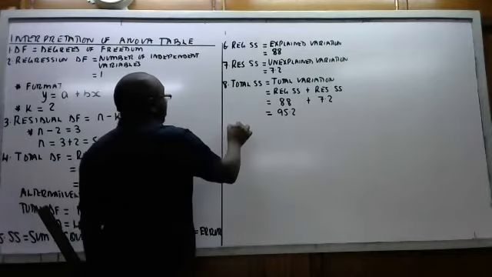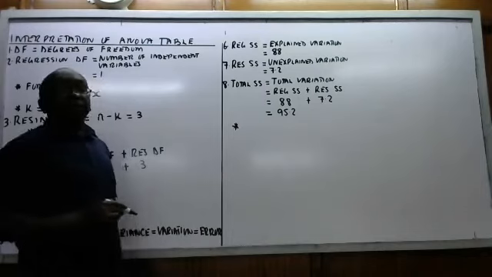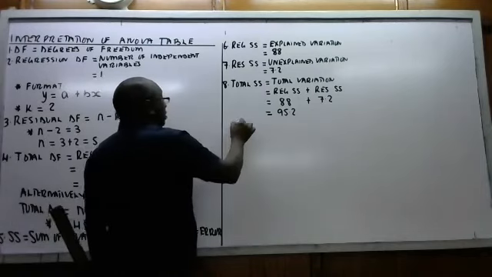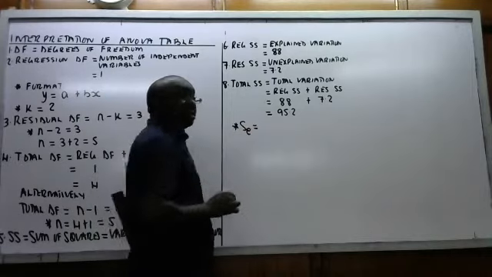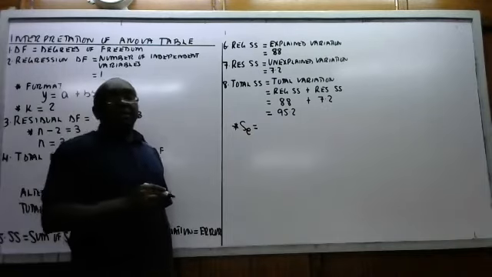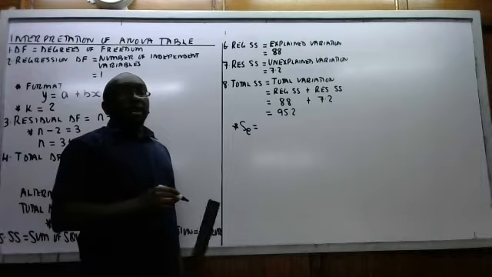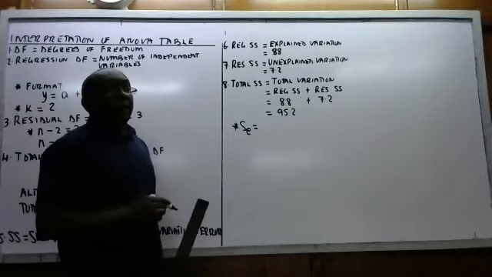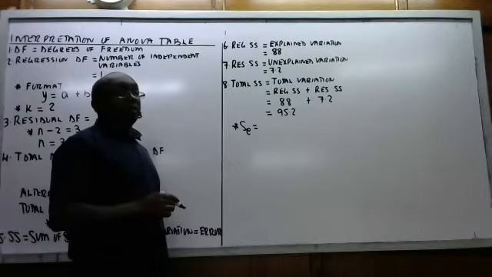Now, at this juncture, go to your notes and tell me the formula of SE, the standard error of estimate. The standard error of estimate is the unexplained variation over degrees of freedom.